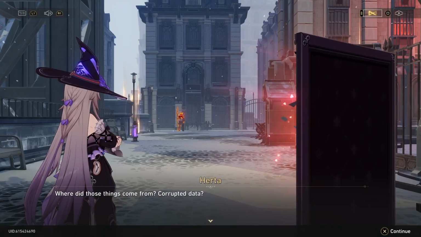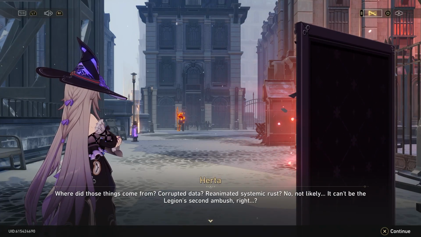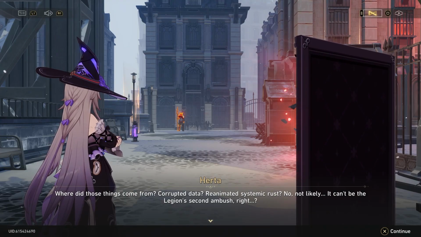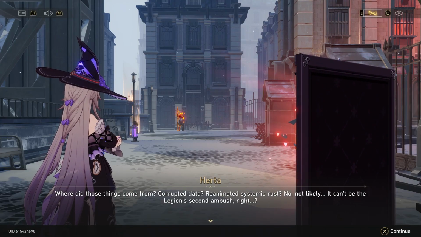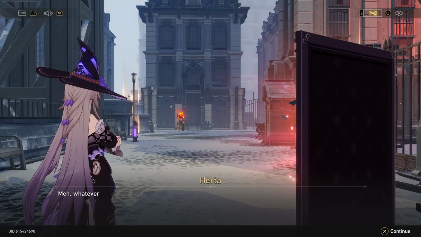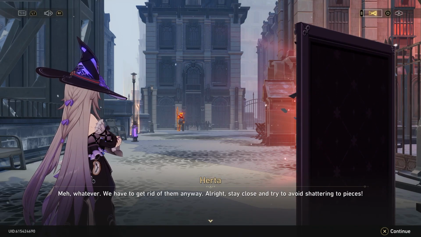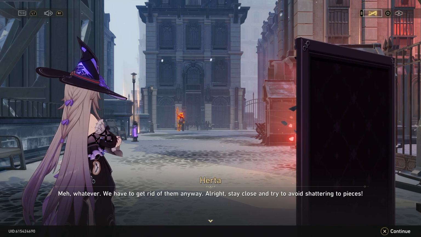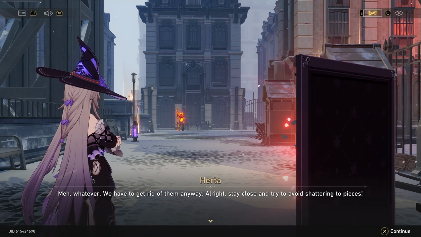Where did those things come from? Corrupted data? Reanimated systemic rust? No, not likely. It can't be the Legion's second ambush, right? Whatever. We had to get rid of them anyway. All right, stay close and try to avoid shattering to pieces.